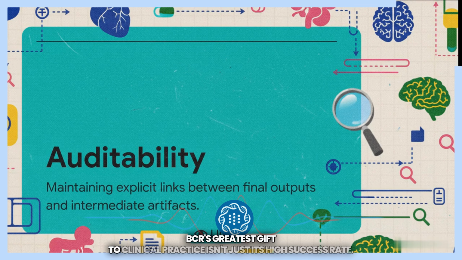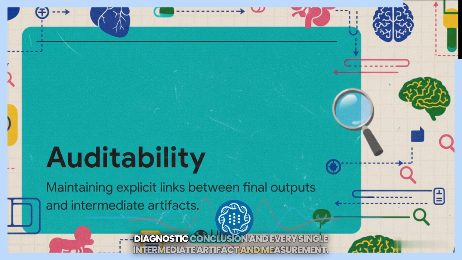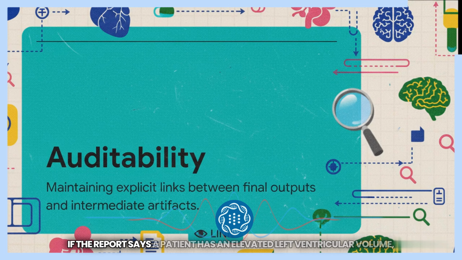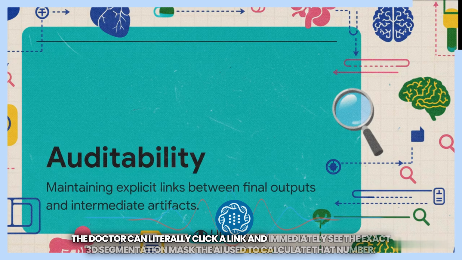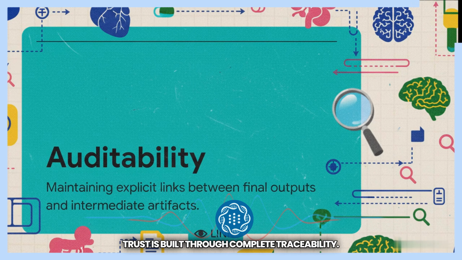BCR's greatest gift to clinical practice isn't just its high success rate, it's the fact that it maintains explicit, unbreakable links between the final diagnostic conclusion and every single intermediate artifact and measurement. If the report says a patient has an elevated left ventricular volume, the doctor can literally click a link and immediately see the exact 3D segmentation mask the AI used to calculate that number. Trust is built through complete traceability.